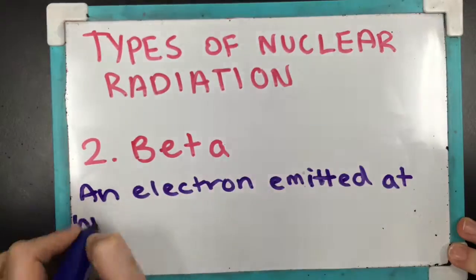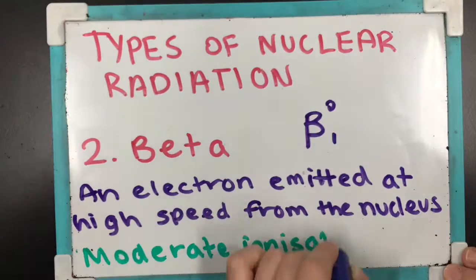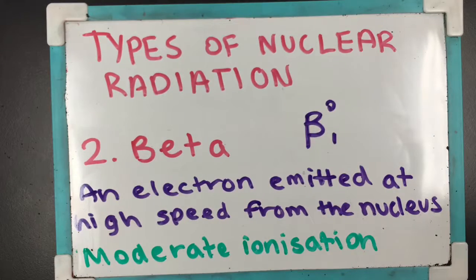A beta particle is an electron emitted at high speed from the nucleus when a neutron decays into a proton. Moderate ionization and danger is found inside the body, and exposure should be minimized. Outside the body, there is moderate ionization and danger. Close exposure should be minimized.